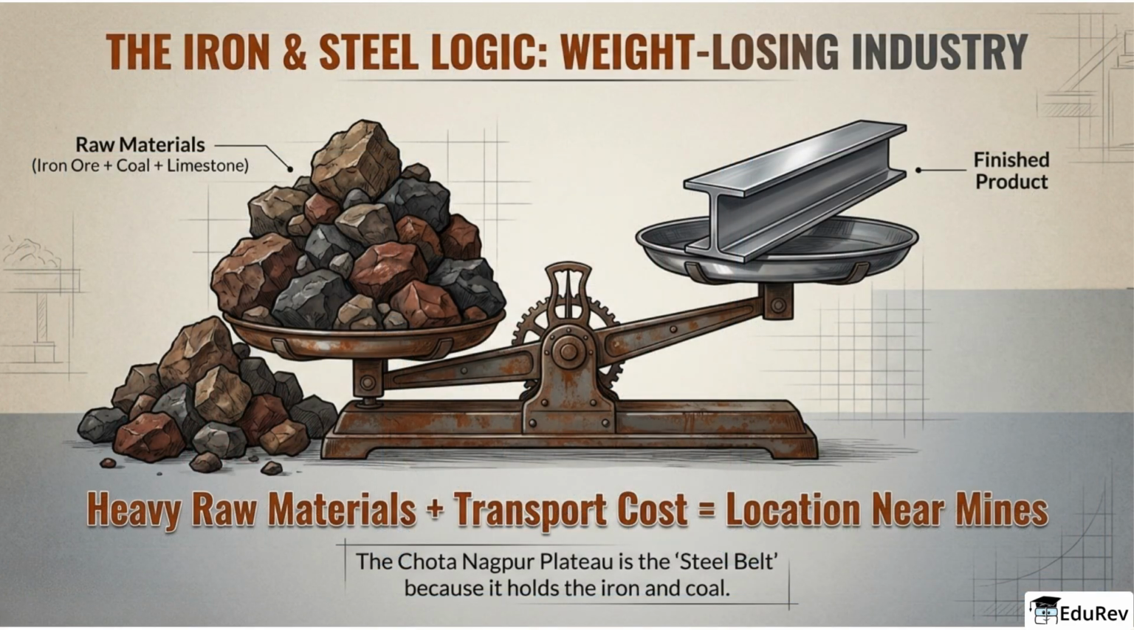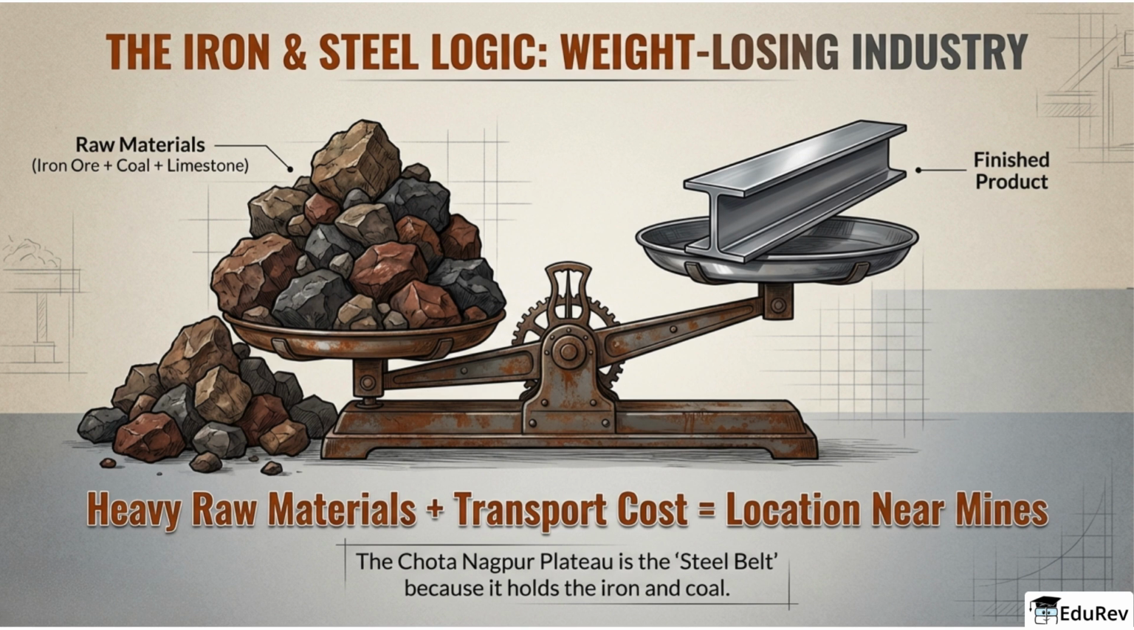Now we move to iron and steel. And here, the logic matters more than the list. Iron and steel is a weight-losing industry. That phrase means the finished product weighs much less, or at least becomes economically more valuable relative to the huge mass of raw materials that go into it.